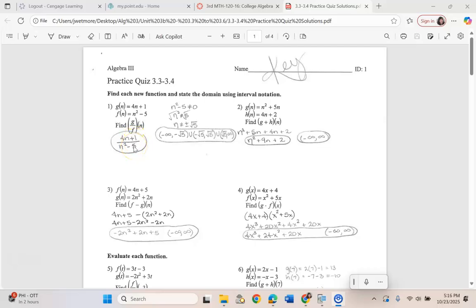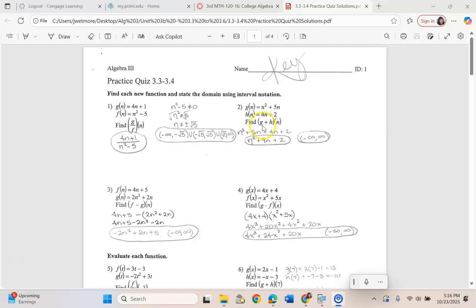They also asked me to give the domain. So remember, your domain is going to be all real numbers unless one of two things happens: you have a fraction or a radical. We do have a fraction, and when we have a fraction, we set our denominator not equal to 0. So I'm going to add 5 to both sides and then take the square root of both sides. Don't forget to put in your plus or minus. So that would be all real numbers except for positive and negative square root of 5. And then here is our interval notation for that.